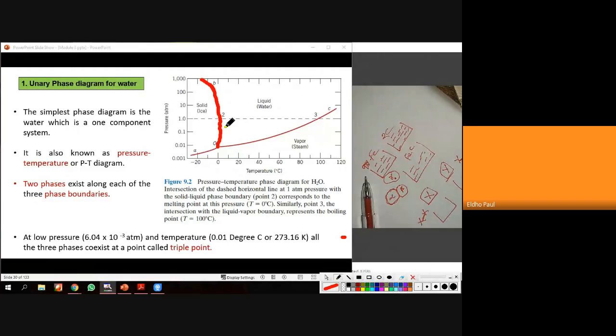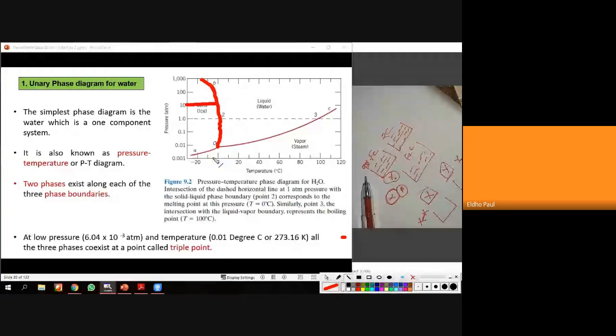For example, I kept ice at 1 atmosphere pressure and checked at what temperature the ice is converted into water. I got 0 degrees Celsius. So I noted that point, 0 degrees Celsius. Then I conducted the same experiment with ice at 10 atm. At 10 atm, ice is converted to water at minus 5 degrees Celsius.